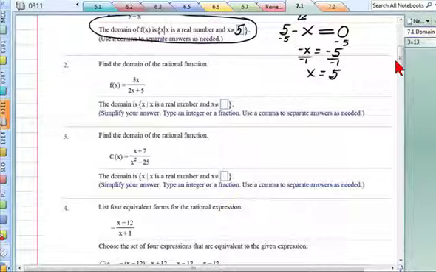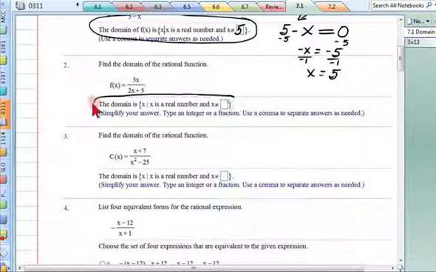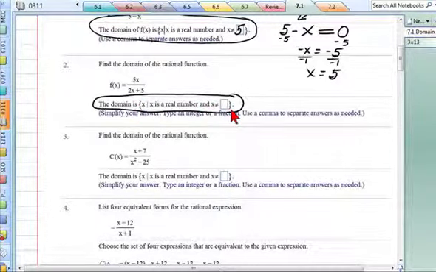Let's go to number 2. Number 2, it says, find the domain of the rational function. All right, now the part of the answer is already here. The domain is the set of all x's such that x is a real number and x cannot equal. And I have to fill in the blank. How do I find out what x cannot equal?